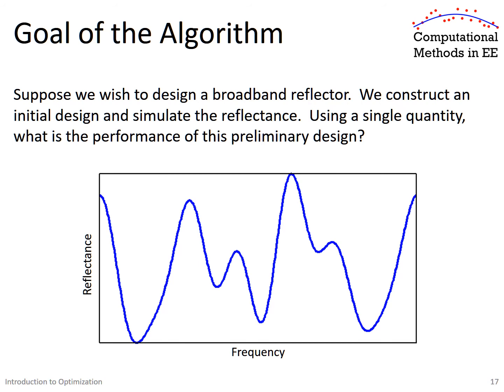So we might simulate a device and see something like this. This is reflection versus frequency. And then we ask a question, well, how good is that? Over what bandwidth is it reflecting? How good is it reflecting? How do we even determine that? And so basically we came up with an algorithm where we fit a rectangle under that curve, and we look at the width as the bandwidth and the height as the overall performance. But how do we do this?